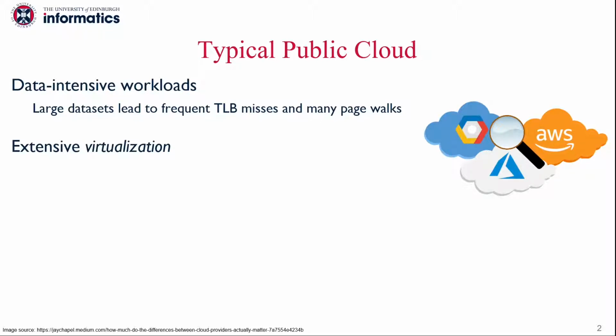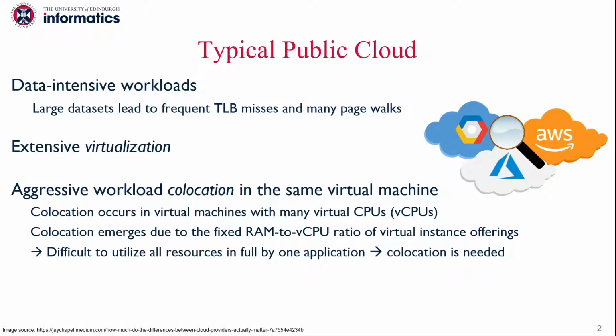Secondly, to provide security and simplify resource management, cloud providers rely on virtualization and run applications inside virtual machines. And lastly, applications are often collocated in the same virtual machine. Application collocation is used to increase utilization of virtual machines with many virtual CPUs or vCPUs. Virtual instances with many vCPUs are usually offered with a fixed RAM to vCPU ratio.